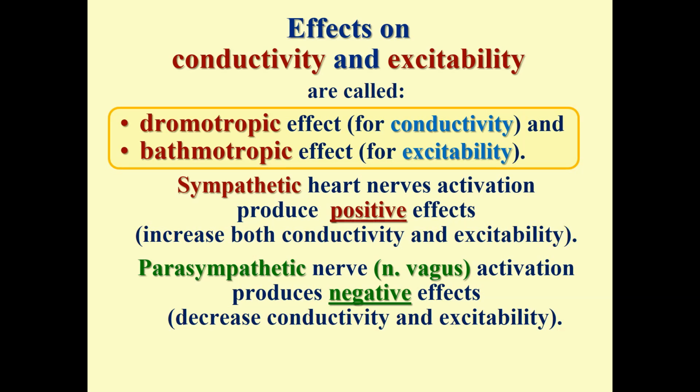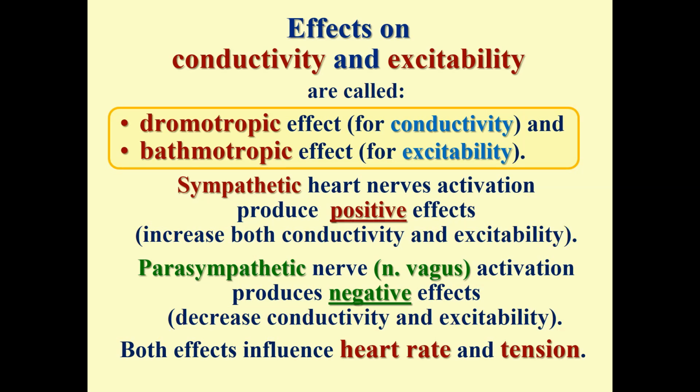So again, these two effects of conductivity and excitability, dromotropic and bathmotropic, contribute to the main effects, actually, to the influence on the force and on the rate of contractions. And fortunately, it's easy to memorize. All four effects are positive for the sympathetic system, and all four are negative for the parasympathetic vagus.